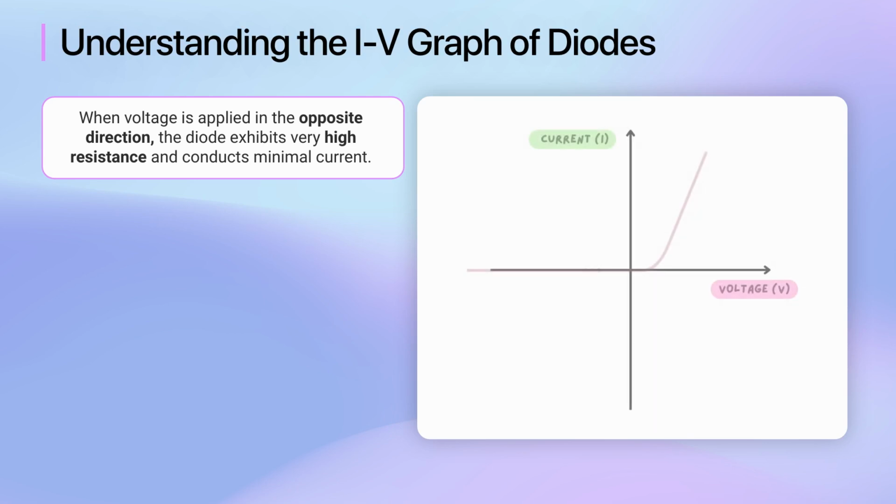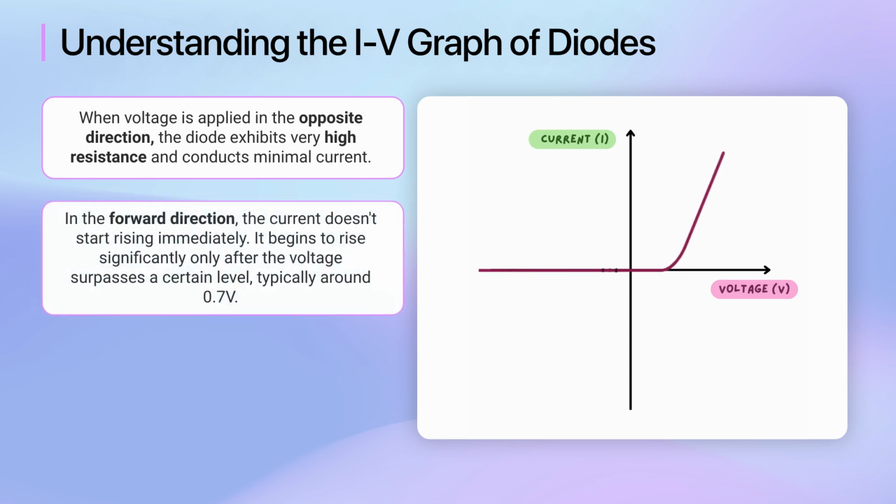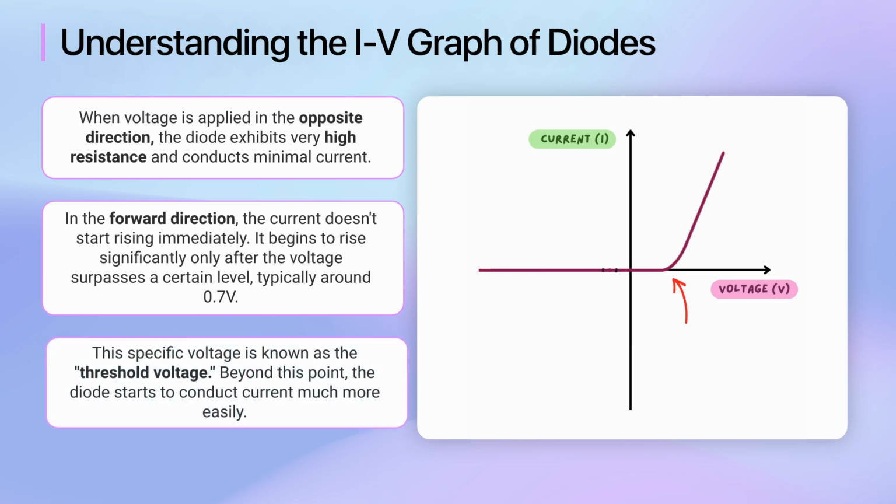An important characteristic to note is that in the forward direction, the current doesn't start rising immediately. Instead, it begins to rise significantly only after the voltage surpasses a certain level, typically around 0.7 volts. This specific voltage is known as the threshold voltage. Beyond this point, the diode starts to conduct current much more easily. The 0.7 volt threshold voltage is a characteristic feature of diodes and is determined by the structure of semiconductor materials, though this is beyond the bounds of GCSE physics. However, if interested, it provides a great area for further exploration.